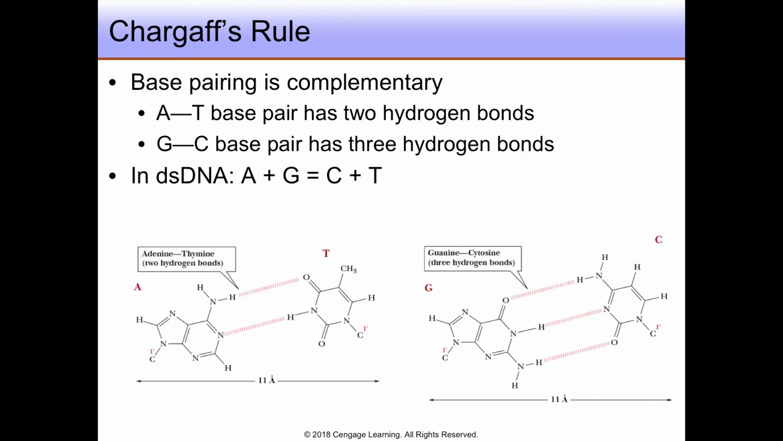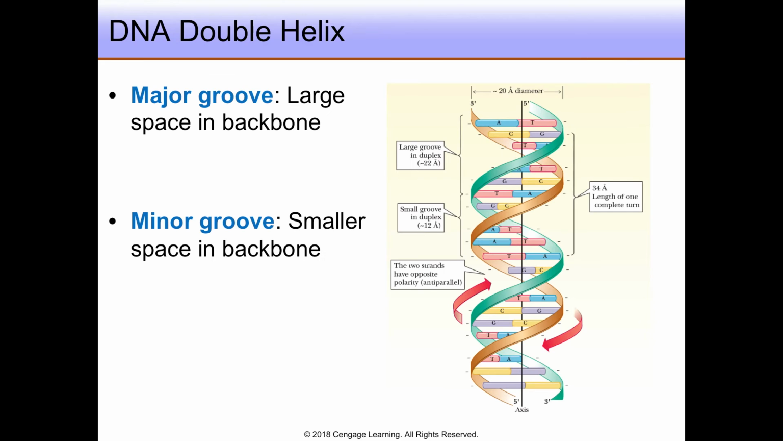Note that this arrangement always pairs a purine with a pyrimidine, providing a consistent distance from backbone to backbone in the secondary structure. It also means that the number of purine residues will equal the number of pyrimidine residues, referred to as Chargaff's rule. Note that this rule only applies to double-stranded DNA.